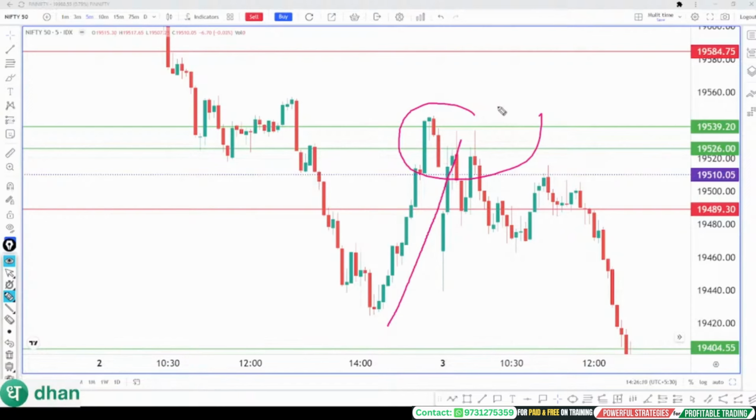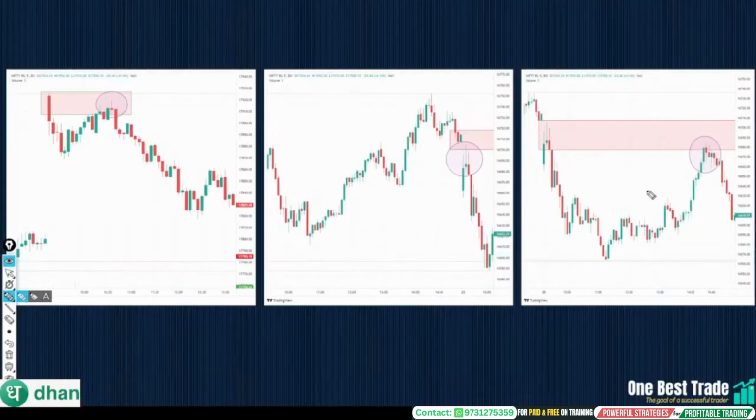The right reason is the PDC plus gap filling. There is one more reason. Obviously, gap filling is going to be a supply zone. Who is going to answer the third case study? I want to see that.